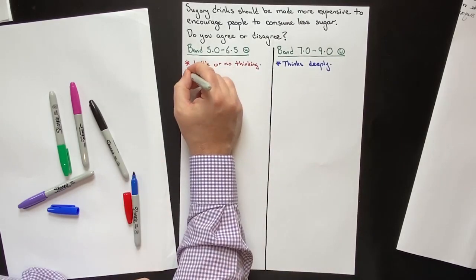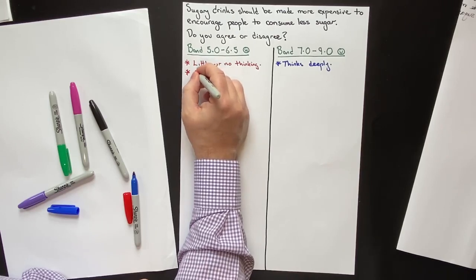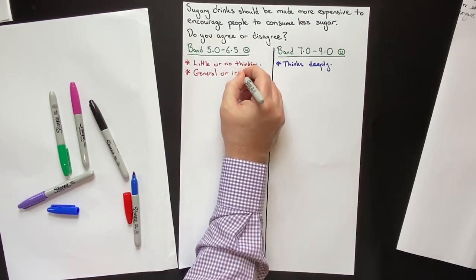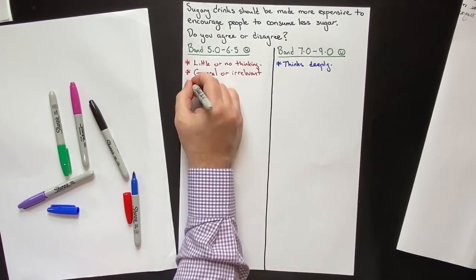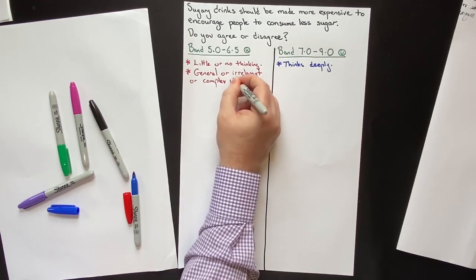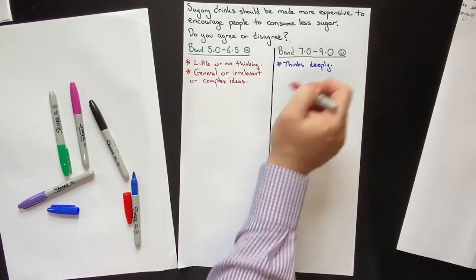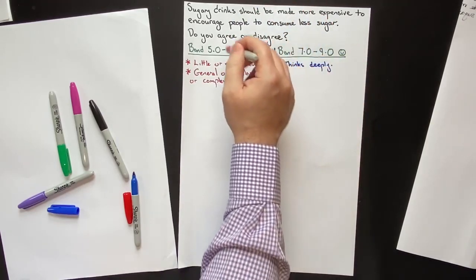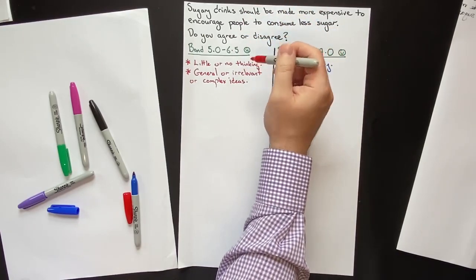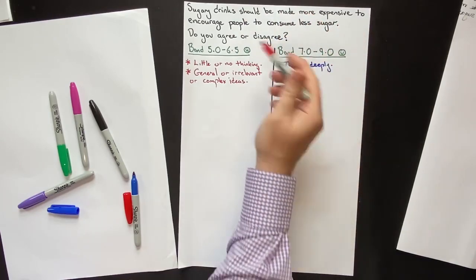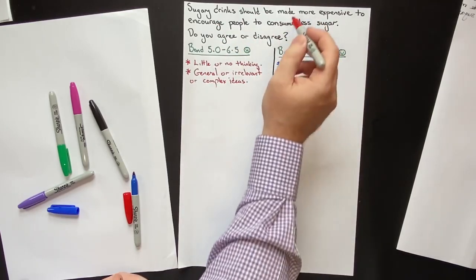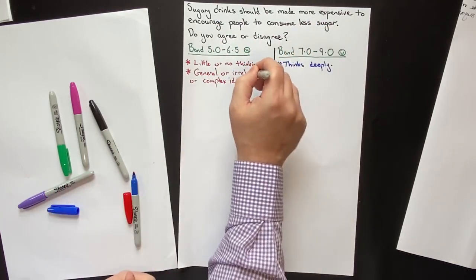Then this student generates general or irrelevant or complex ideas. So general ideas are the student will just talk randomly or write randomly about this topic. So they won't really focus on the specific thing they want them to write about. They'll just write everything they know about sugary drinks and sugar and health and everything without really focusing on the topic.